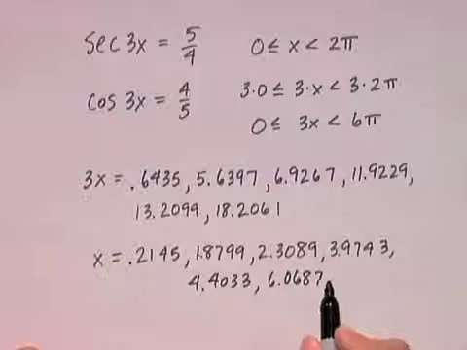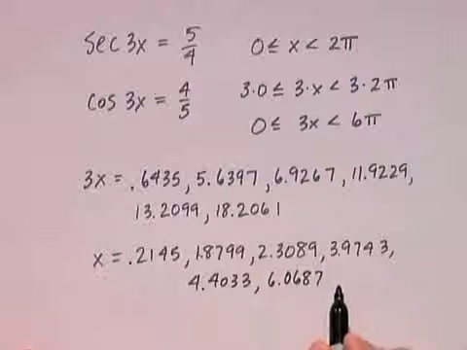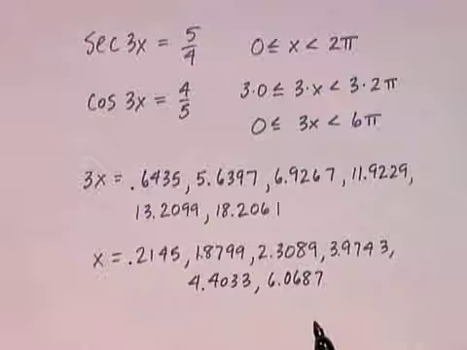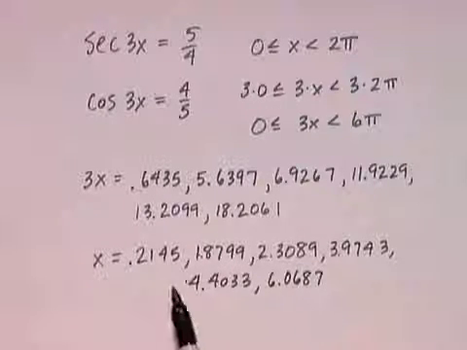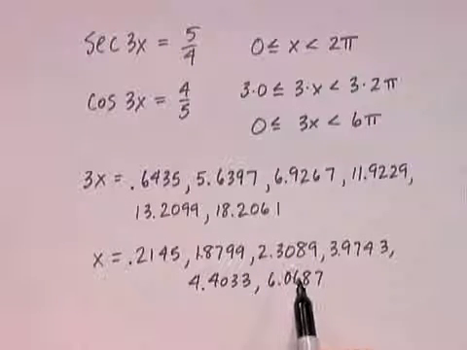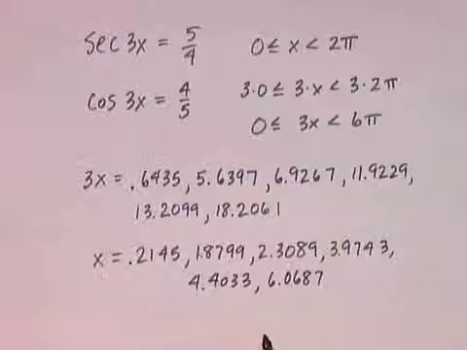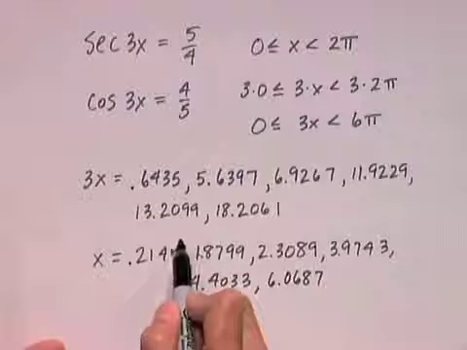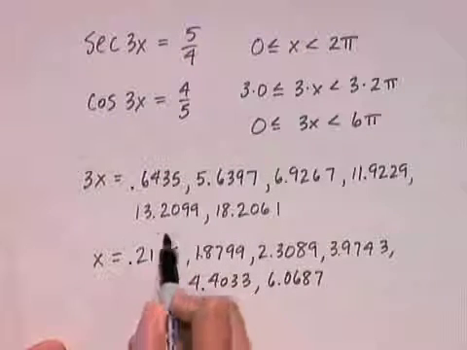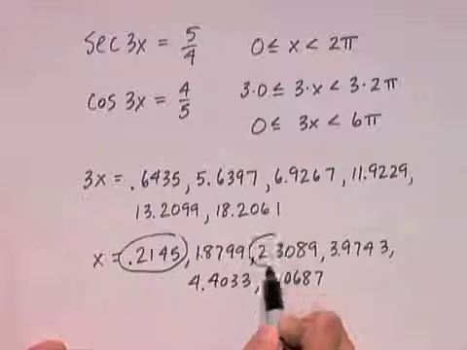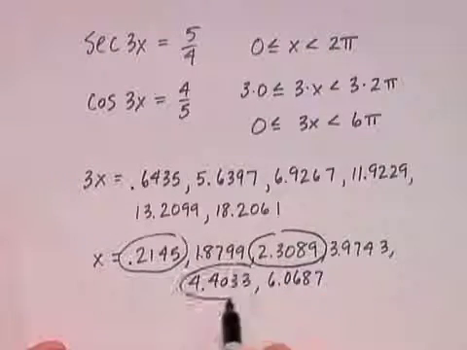The only problem is I squared both sides of the original equation, and so there was the chance to introduce an extraneous root or extraneous solution. I need to take each one of these 6 solutions individually and check them in the original equation. If you do that, you'll find that they are not all solutions. The values that check are 0.2145, 2.3089, and 4.4033.